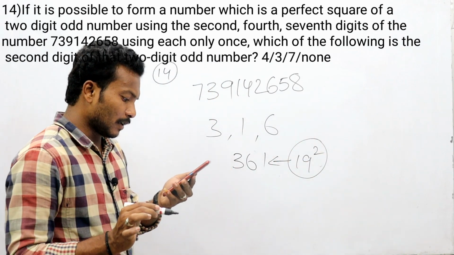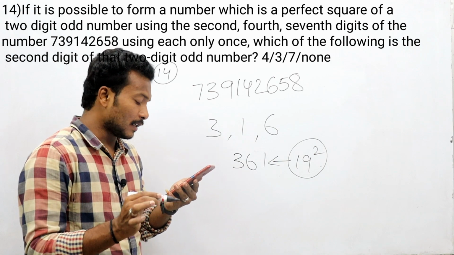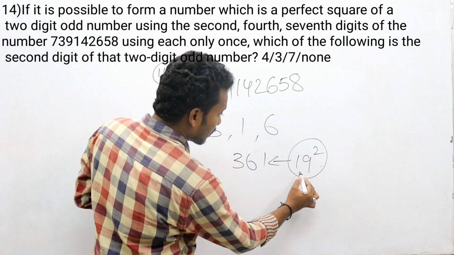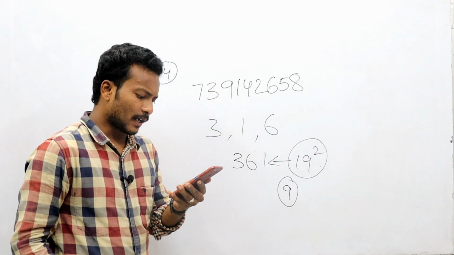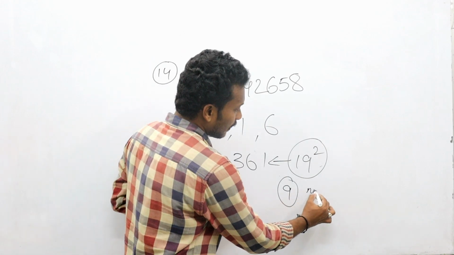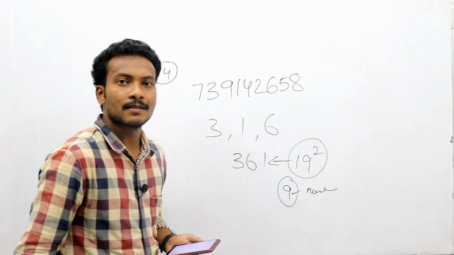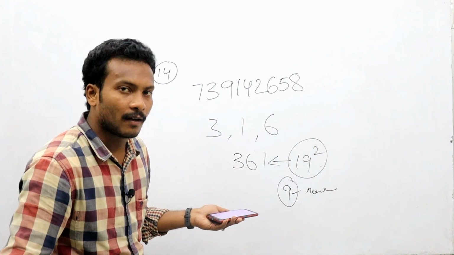Now he is asking, which of the following is the second digit of the two-digit odd number? First digit is 1, second digit is 9. 9 is our required answer. In the options 4, 7, 3, none is there. Our answer is 9, but 9 is not in the options. That's why none is our required answer. Okay, right?